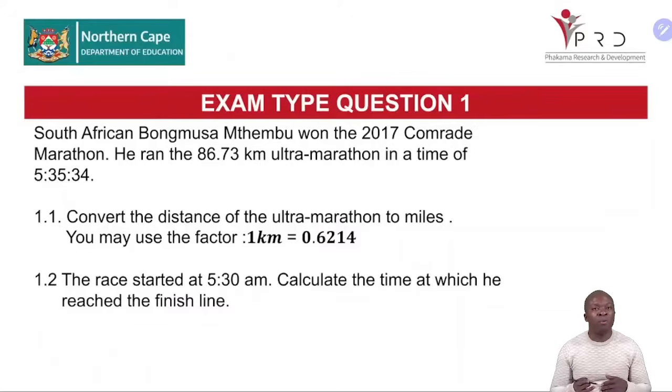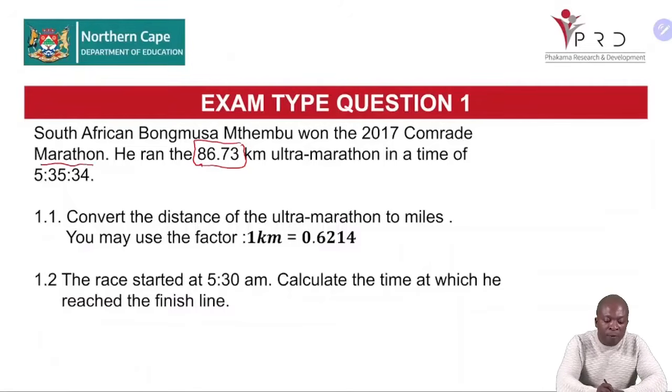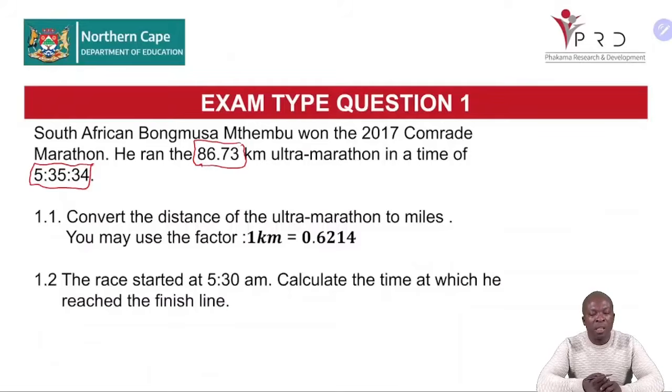Remember, our focus today is about conversions. So we are trying to get different questions that we can use to convert our values. Let's look at the first one. South African Bongmusa Mthembu won the 2017 Comrades Marathon. He ran the 86.73 kilometers ultra marathon in a time of 5 hours, 35 minutes and 34 seconds.